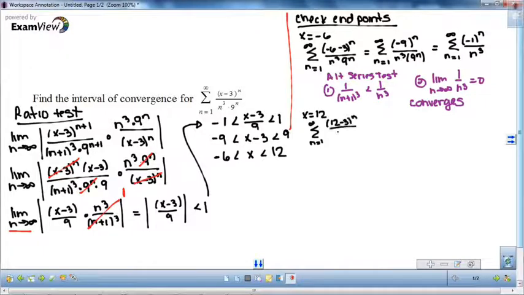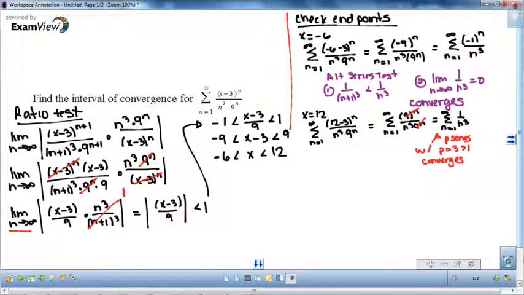Okay. Now when x equals 12, if I substitute 12 back into my series, I'm substituting it for x. Now I'm going to get 9 to the n. So the 9 to the nth cancel. I'm left with a p-series with p equals 3, so it converges. So this series converges on both ends. So the interval of convergence is from negative 6 to 12, and you can write it in interval notation or inequalities.